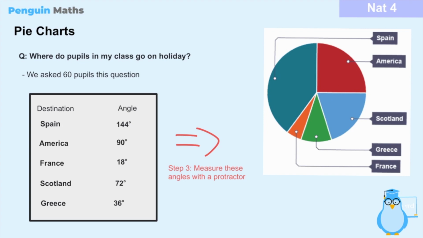So we can see that Spain makes the angle of 144 degrees, America makes up a 90 degree angle, France only has a little 18 degree angle, Scotland has a 72 degree angle, and finally Greece has this portion here of 36 degrees. And it doesn't really matter in which order that we put these. The important thing is that we measure correctly so that the pie chart gives an accurate representation of our information.